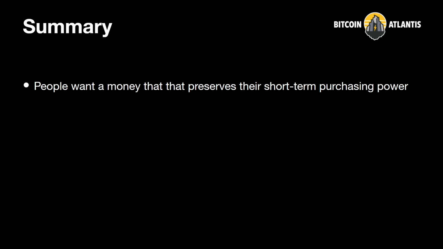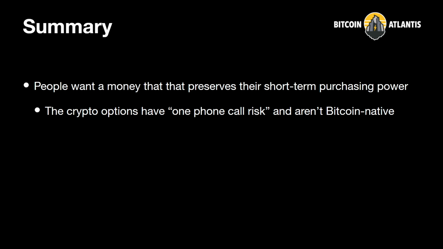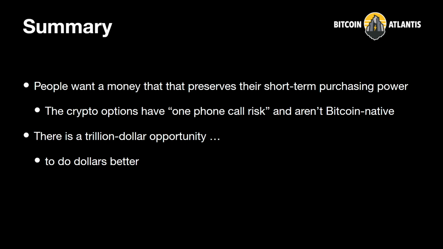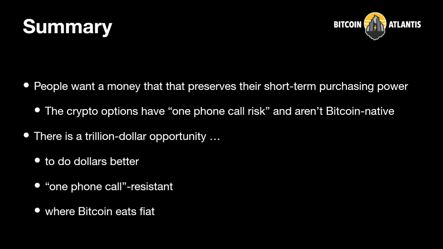So I wanted to sum up for you guys today. The fact of the matter is that people want money that they recognize that preserves their short-term purchasing power. The crypto options like stablecoins all have one phone call risk. Do I think these stablecoins are going to be around in their current form in the next 5 years? I think there's a double-digit chance they're not. They're definitely not Bitcoin native. We can do better. This is a huge opportunity to build better dollars on Bitcoin, to be one phone call resistant, to build something censorship resistant and decentralized, where Bitcoin eats fiat as is its destiny.